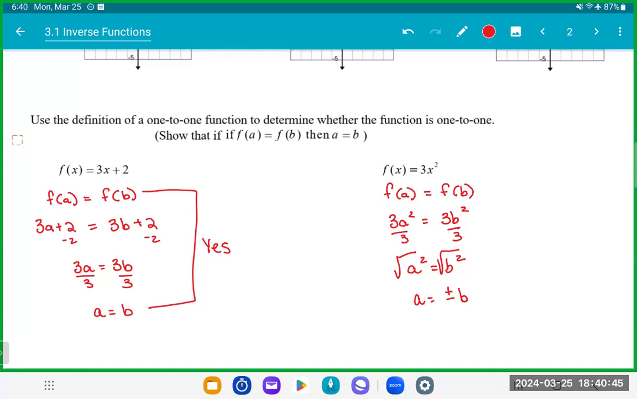And therefore, A isn't necessarily equal to B, so no, that is not going to be a 1-to-1 function. Because A maps to positive B and A maps to negative B. So just that reminder, when you take the square root of something, it's both the positive and the negative, right? Because negative 2 times negative 2 equals positive 4, and positive 2 times positive 2 is also positive 4.